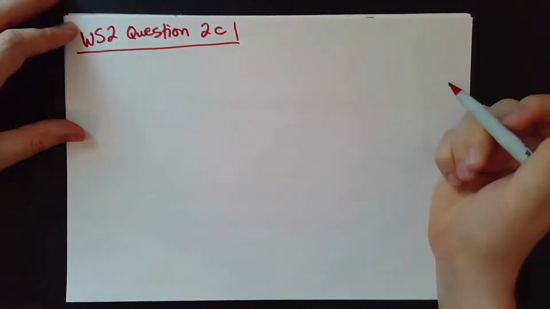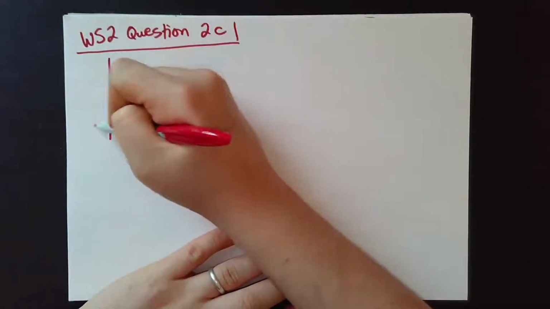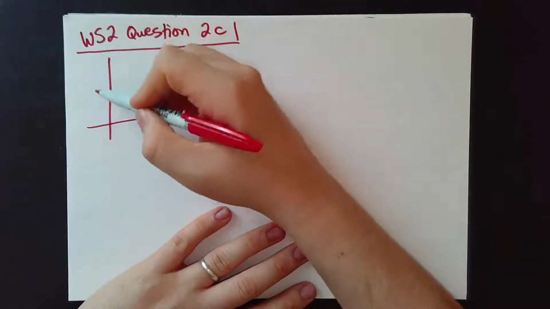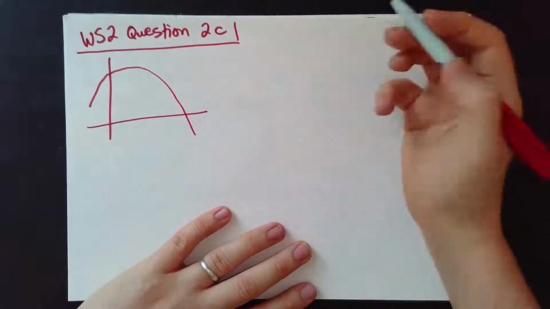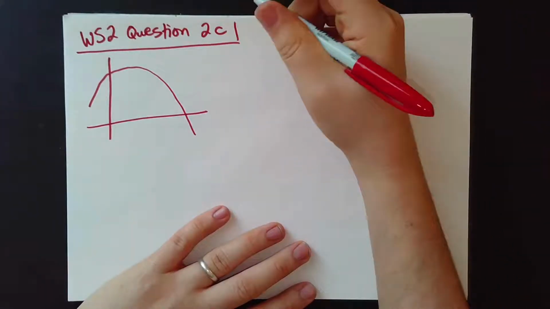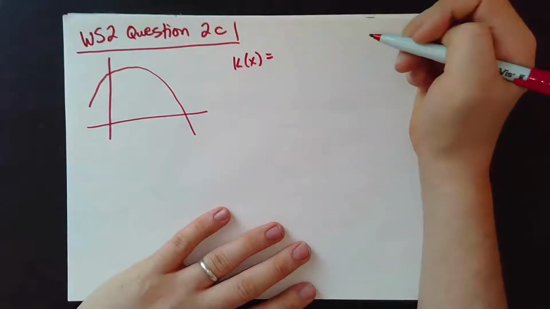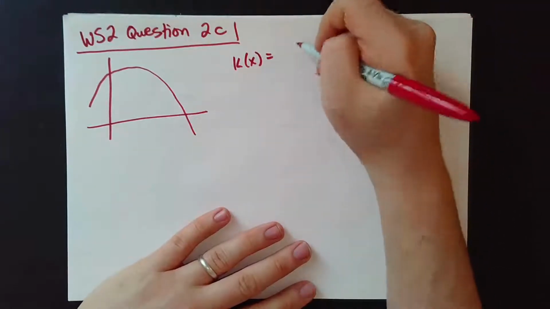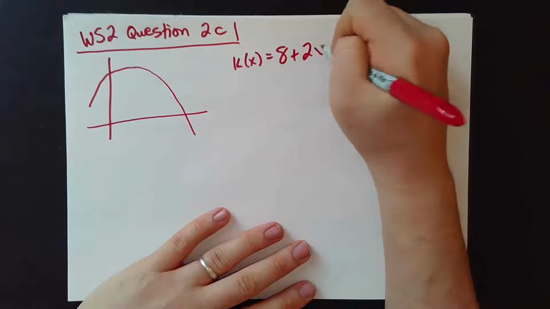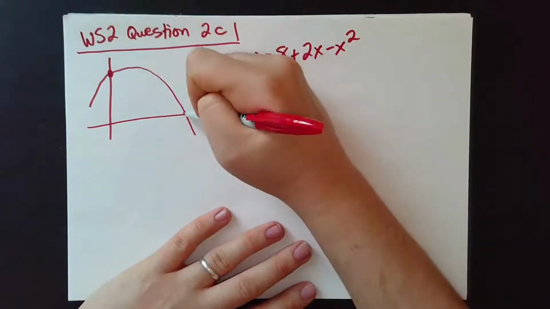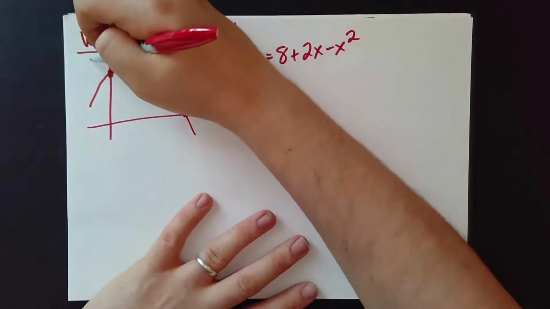Okay, so in this question, you are given this parabola. And so you are told that this parabola is k of x equals 8 plus 2x minus x squared. And there are 3 different points labeled.